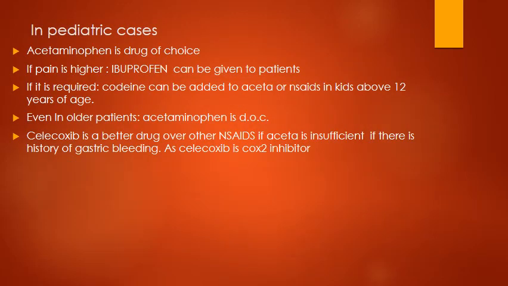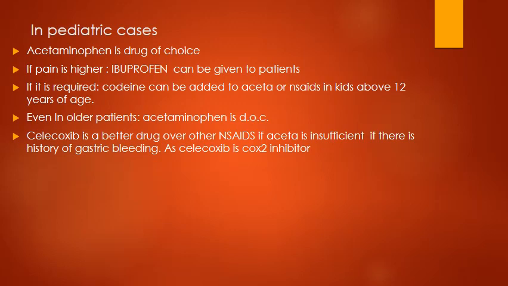Now next is pediatric cases. Let us discuss a bit more about it. As we know, in pedo patients, acetaminophen is the drug of choice. And if the pain is of higher intensity, ibuprofen can be used. And if required, codeine can be added to acetaminophen or NSAIDs in children above 12 years of age. And even in case of geriatric patients, older patients, we know acetaminophen is again the drug of choice. It is comparatively safer than all other drugs.